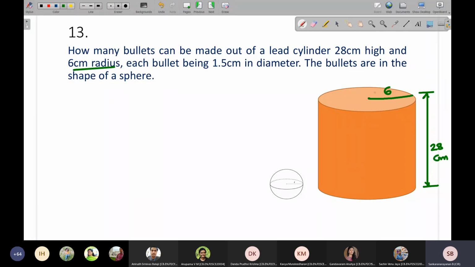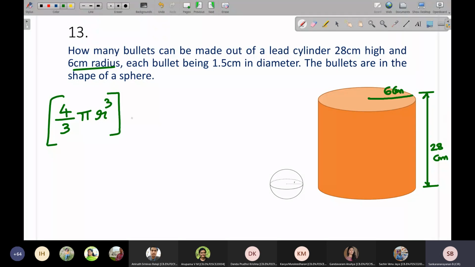You are getting a cylinder now. Now, you are making some spherical bullets from this cylinder. You are melting this cylinder, and from it you are actually making some spherical bullets. So the volume of the sphere is nothing but 4 by 3 pi r cube. This is going to be the volume of one bullet.